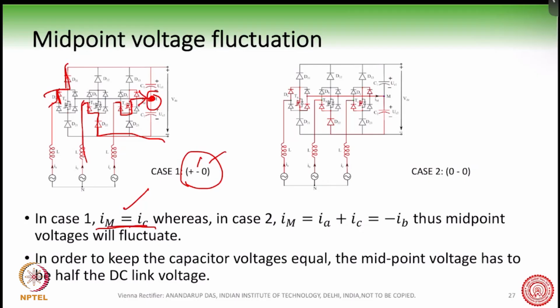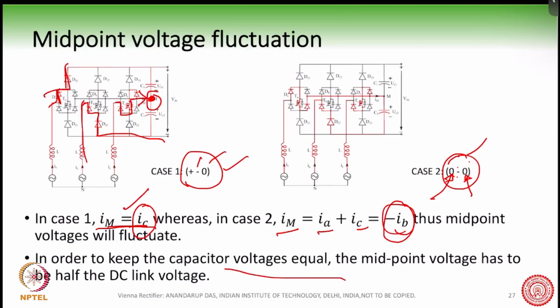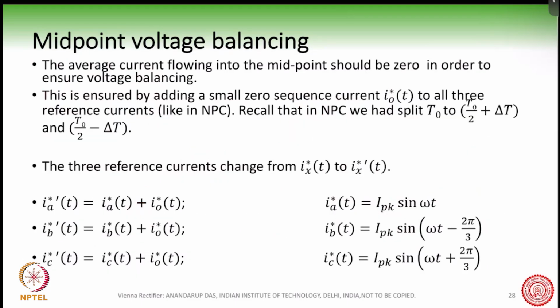Now, if you take the other case, suppose you take 0 minus 0, which means that these zeros are getting accessed, and so IM will be equal to IA plus IC, which will be equal to minus IB. So you can see here that if you use these two switching states, then the current flowing through the midpoint is different, and so the midpoint voltage will fluctuate. Now we have to keep the capacitor voltages equal, so the midpoint voltage has to be half the DC link voltage. So what do we do here?